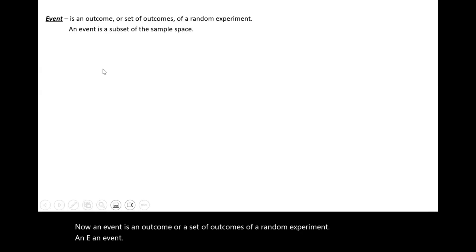Now, an event is an outcome or a set of outcomes of a random experiment. An event is a subset of the sample space.